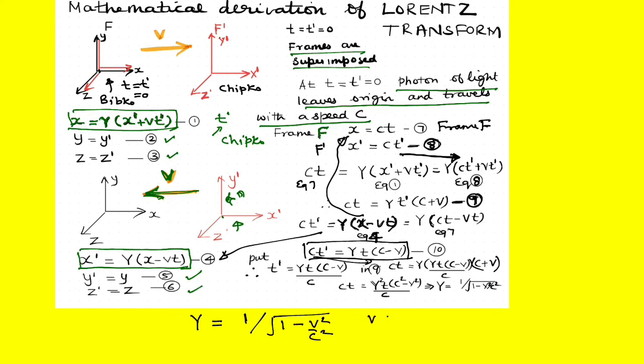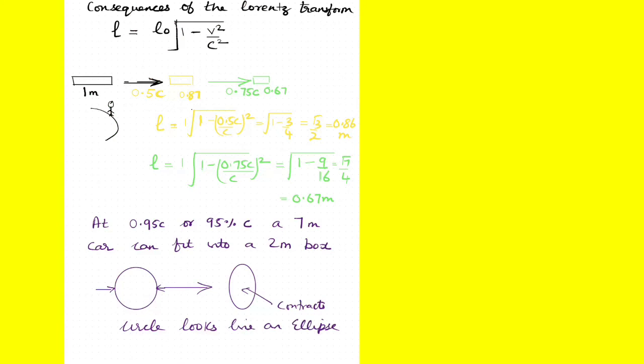Now notice that when v is much less than c, v by c will almost be equal to 0, thus giving us gamma is equal to 1. In other words, when gamma tends to 1, the Lorentz transform actually tends to the Galilean transform. To finally summarize, let's see the consequences of the Lorentz transform.